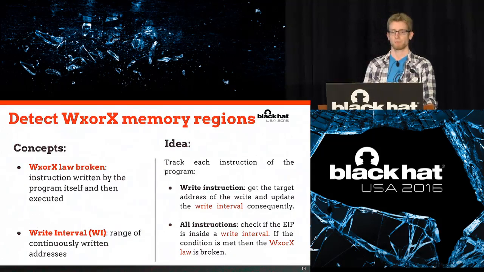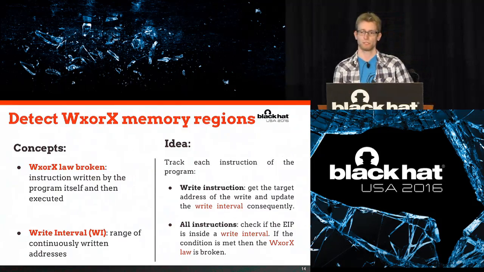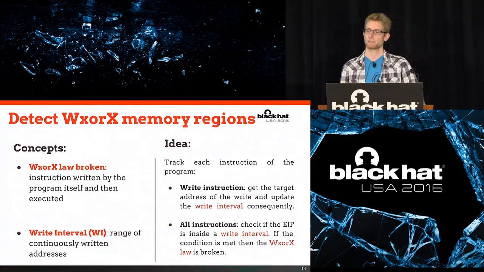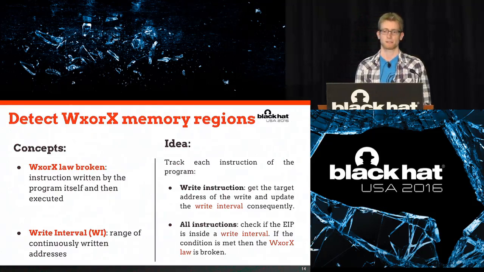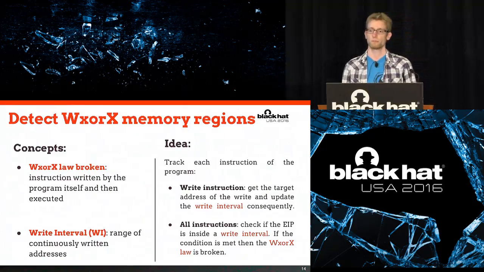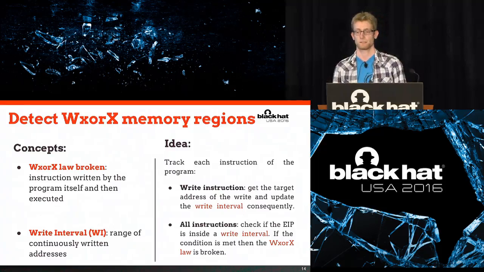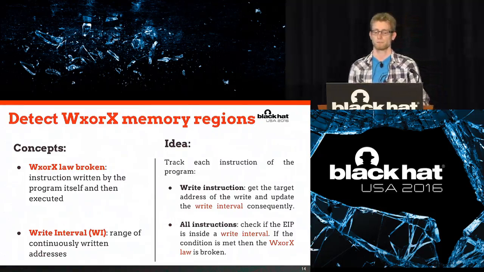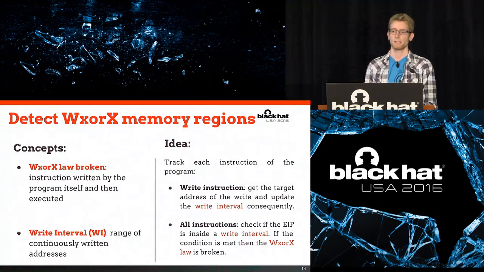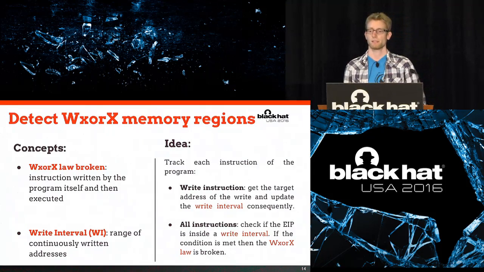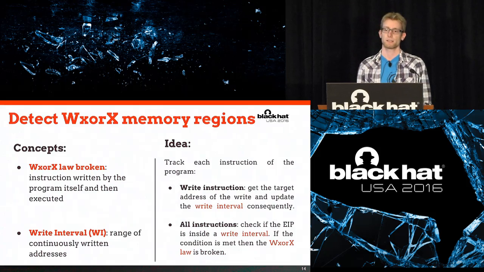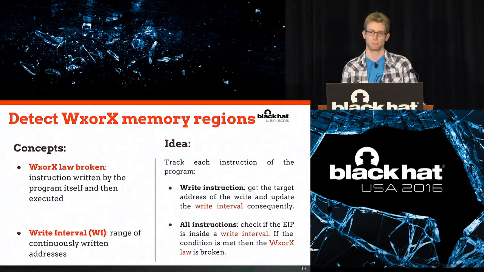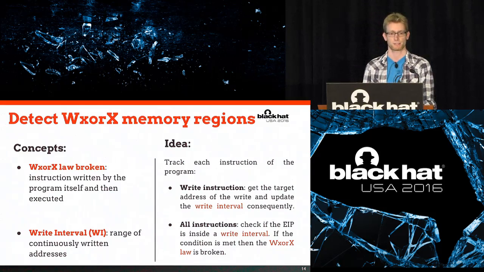We exploit the Pin functionalities in order to identify this memory area by tracking the write instructions and collecting their target addresses. Then we group these target addresses into write intervals of contiguously written memory areas. Finally, we check if every instruction is executed inside one of these write intervals. And if this is the case, we say that this write interval has broken the W XOR X rule.